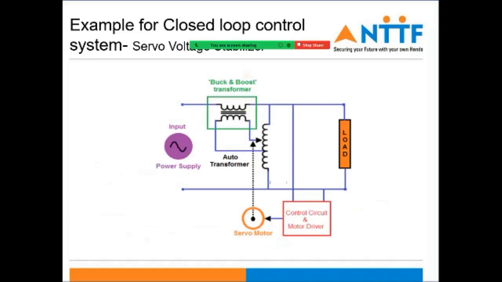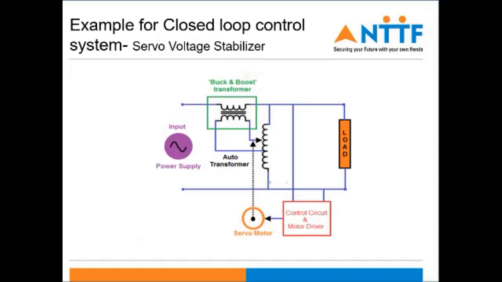And this is another example of a closed loop control system, the servo voltage regulator. In this regulator circuit, we have a buck boost transformer and an auto transformer. And here the load is connected, and suppose the load is expecting some voltage. Suppose there is a high voltage on the input side, or there is a voltage fluctuation on the input side because of many reasons. So this buck boost transformer and auto transformer make sure that the load gets the required amount of voltage for its functioning, so that it protects the load.